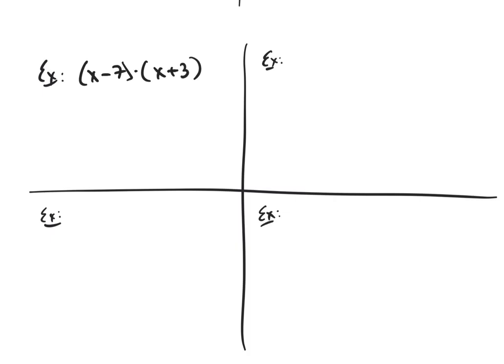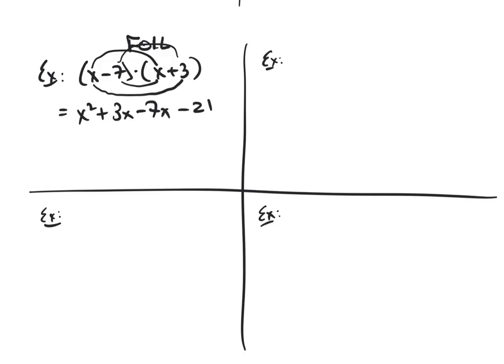The acronym that we use to help us remember how to do this quickly and efficiently is FOIL. The F stands for firsts, so we multiply the first term in each of the binomials, so x times x is x squared. The O stands for outsides, so the terms furthest away from each other, so x times 3 is 3x. The I stands for insides, the 2 closest together, so negative 7 times x is negative 7x. And the L stands for lasts. Negative 7 times positive 3 is negative 21.